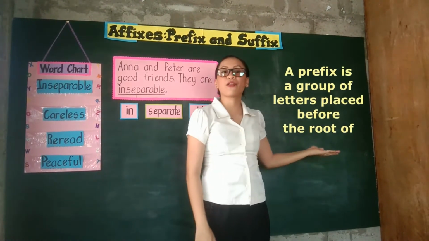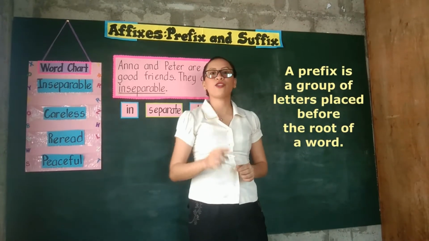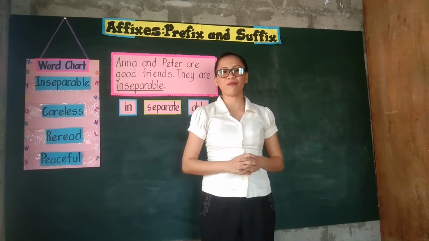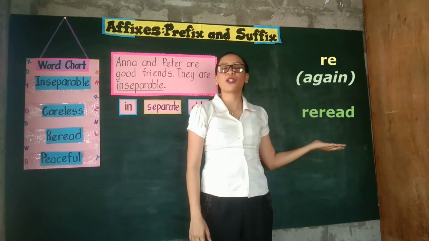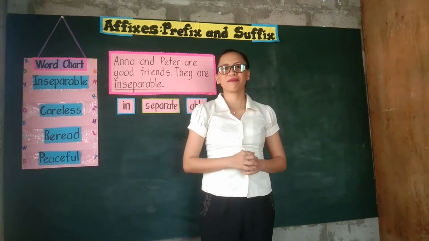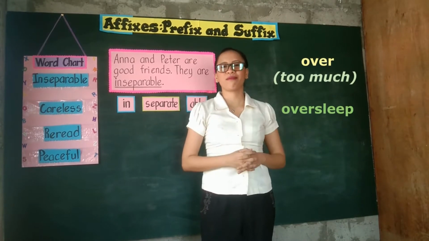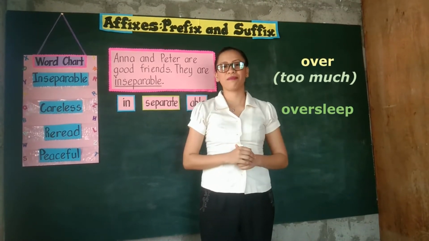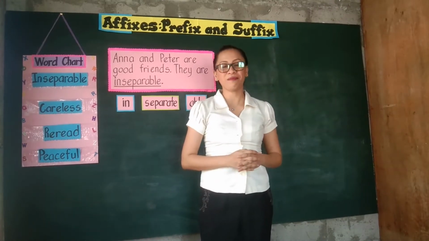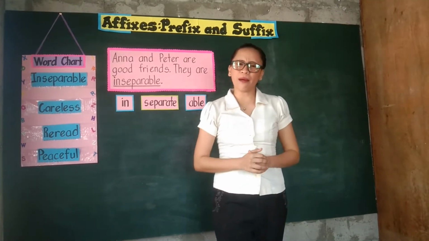A prefix is a group of letters placed before the root of a word, and it changes the meaning of the word. Examples of prefixes are re, which means again, like reread. Over, which means too much, like oversleep. So can you try to use the word reread in a sentence, Jean? Very good. And Jean, what does that mean?